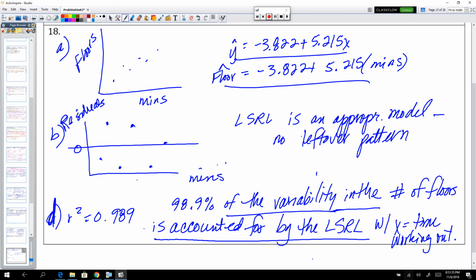Okay, so the underline is your little template that you'll fill in each time. So you'll interpret R squared with that sentence. 98.9% of the variability in the something, in the number of floors, for this particular case, is accounted for by the least squares regression line, with my input variable, or my x, as time working out. Alright, that is the last thing we needed to learn. You can now finish out your homework and let us know if you have questions.